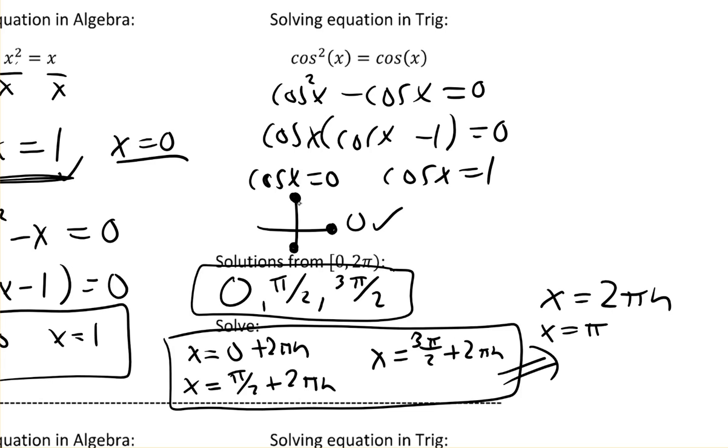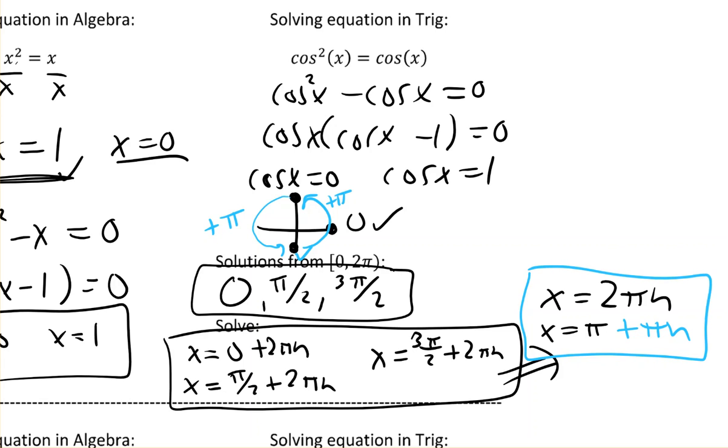and then if I added pi, I get this one. If I added pi, I get that one. So just add multiples of pi instead of 2 pi. These two statements say the same thing as those three statements.